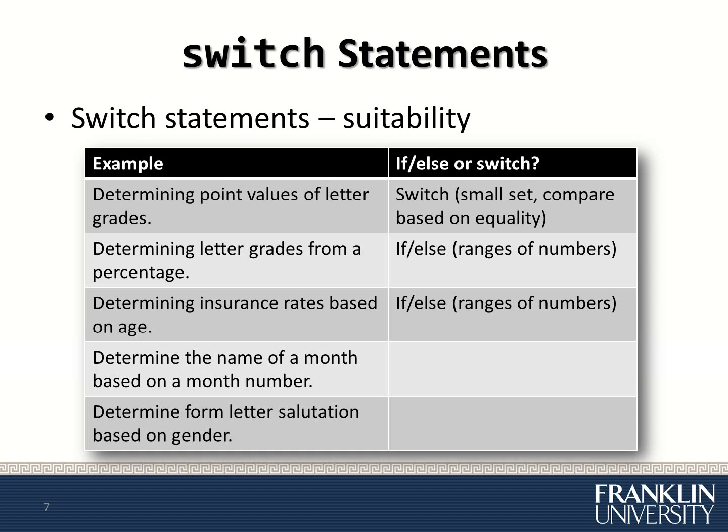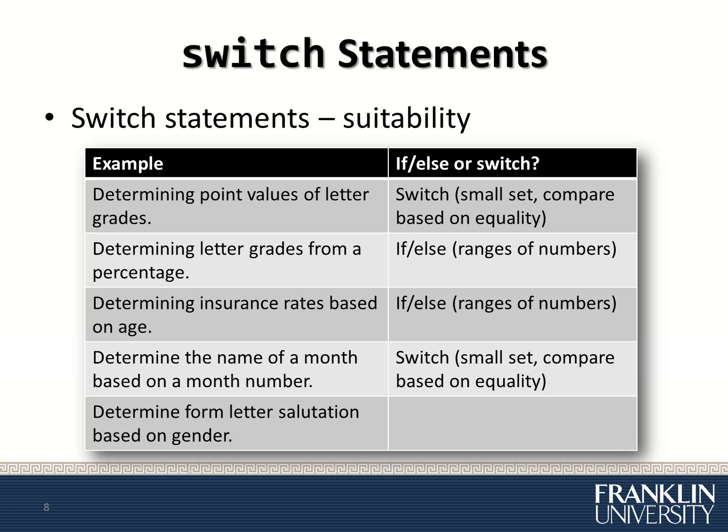How about determining the name of a month based on the number of a month? So I input 1 and I get out January. That's suitable for a switch. Why? Again, because it's a small set, 1 through 12, and we can compare these numbers based on equality, 1, 2, 3, and so on.